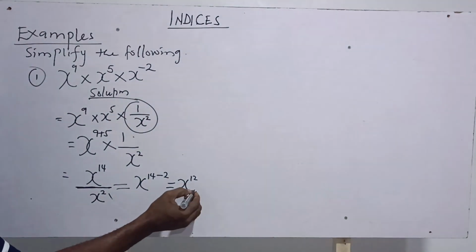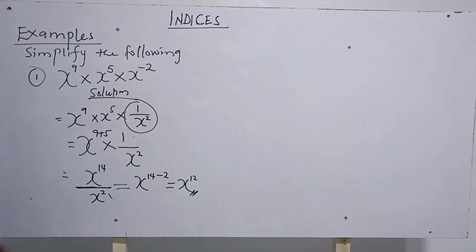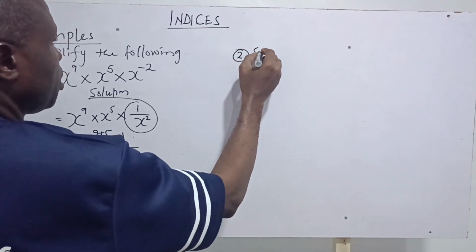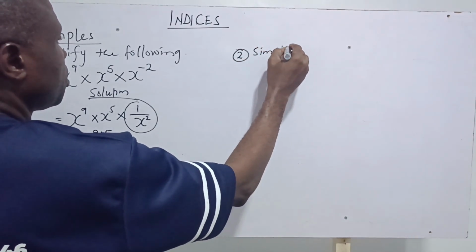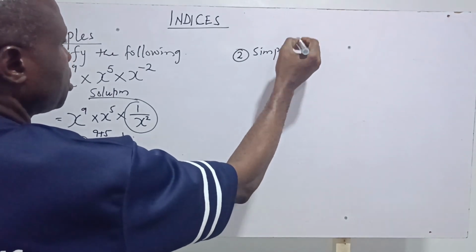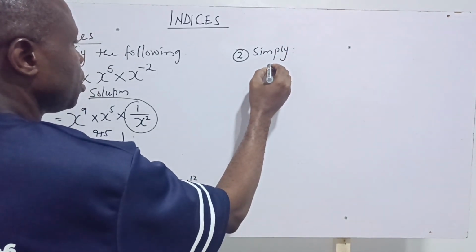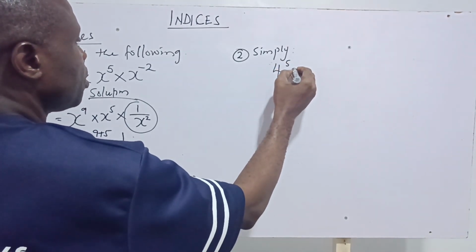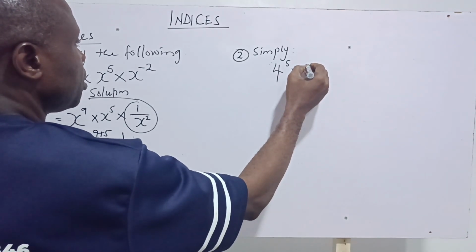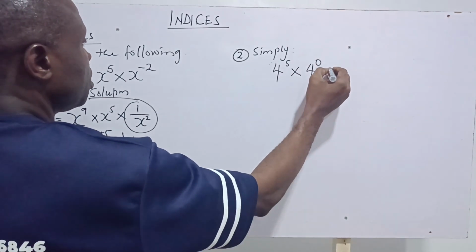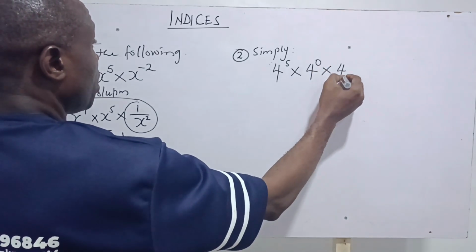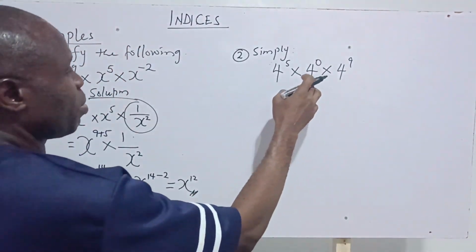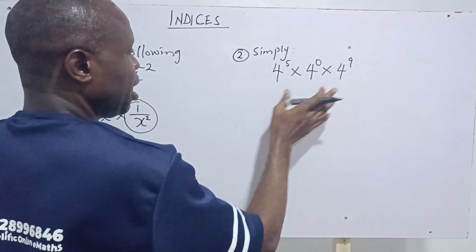So that is that. Now we simplify. Example 2: simplify 4 raised to power 5 multiplied by 4 raised to power 0 multiplied by 4 raised to power 9. How do we solve this?